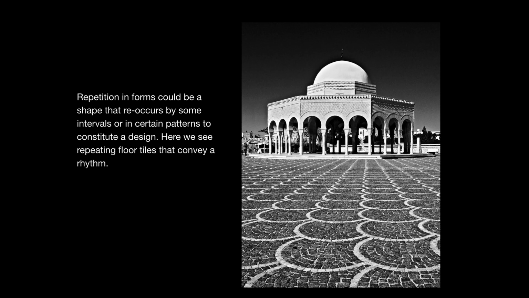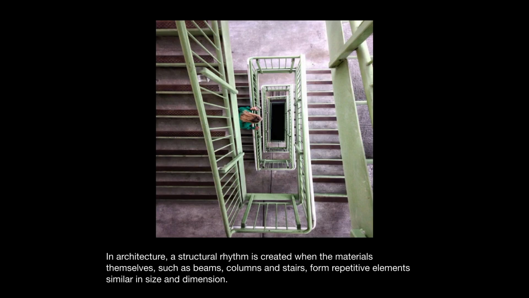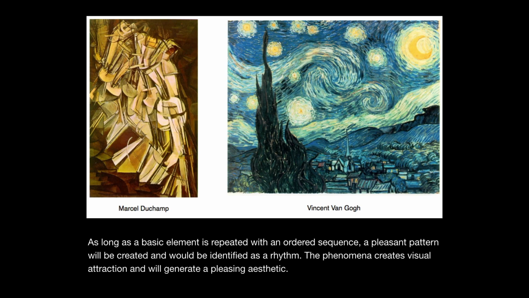Repetition in forms can also be a shape that reoccurs by regular intervals or certain patterns to help create a design. Here we see the repeating floor tiles that convey a rhythmic movement. In architecture, we have structural rhythm, right? This is created when the materials themselves, such as beams and columns and stairs, form repetitive elements similar in size and dimension. So remember, as long as a basic element is repeated with an ordered sequence, typically a pleasing pattern will emerge and be created, and that would be identified as a rhythm. This phenomena creates visual attraction and will generate a pleasing aesthetic.